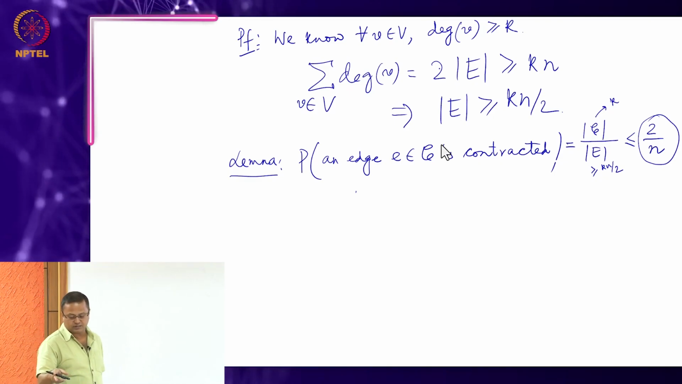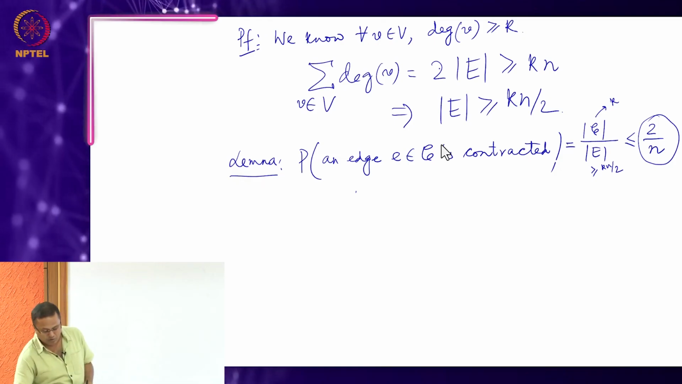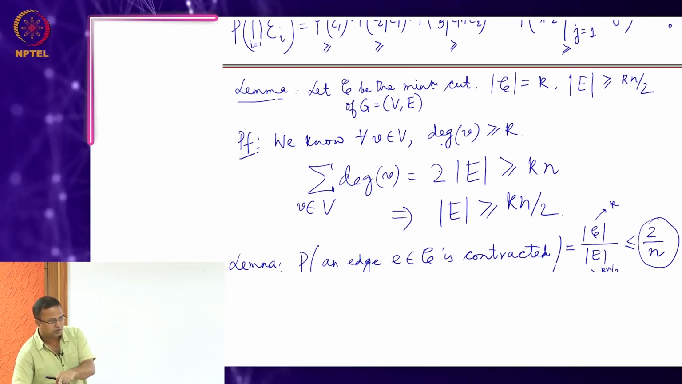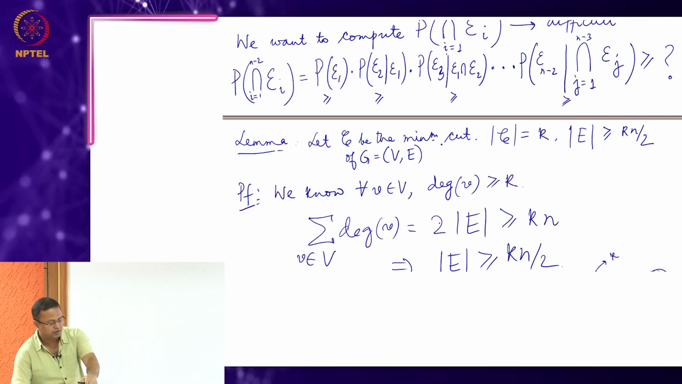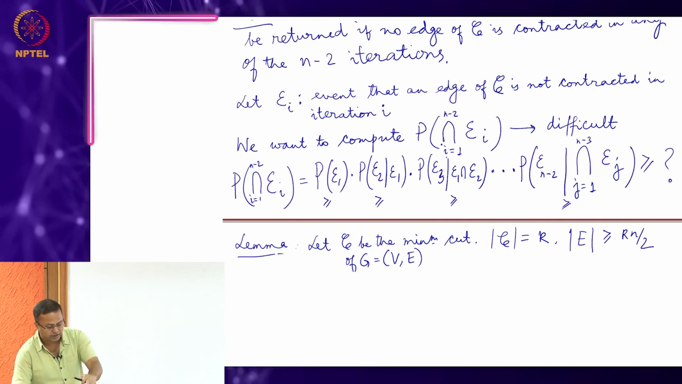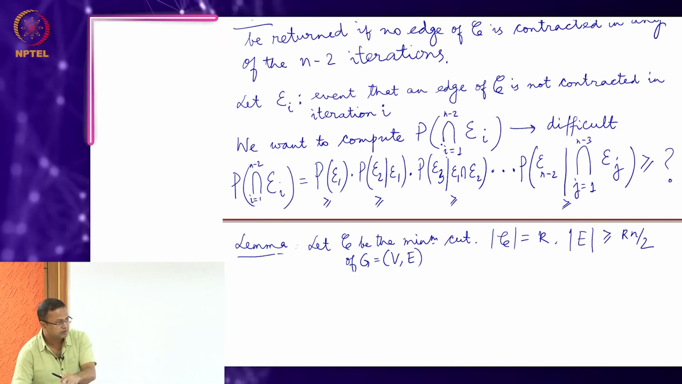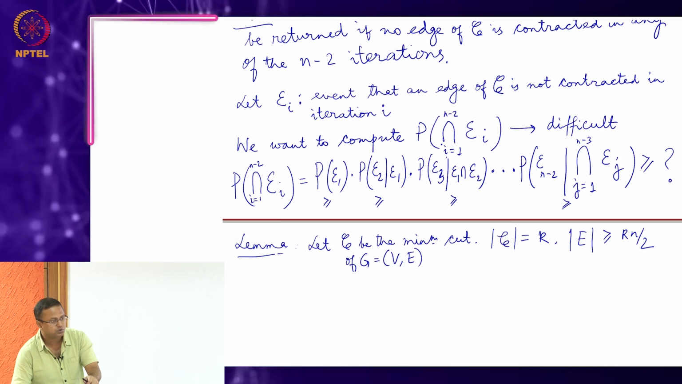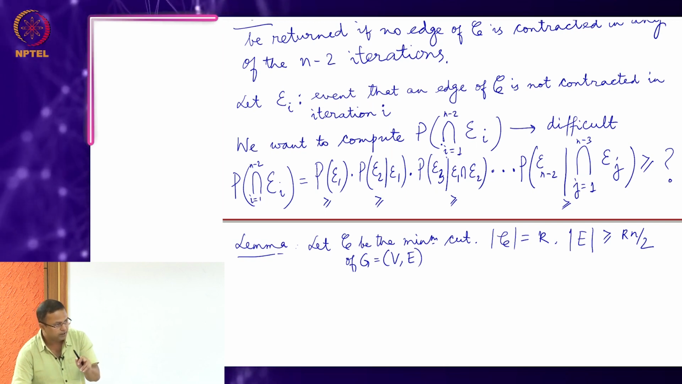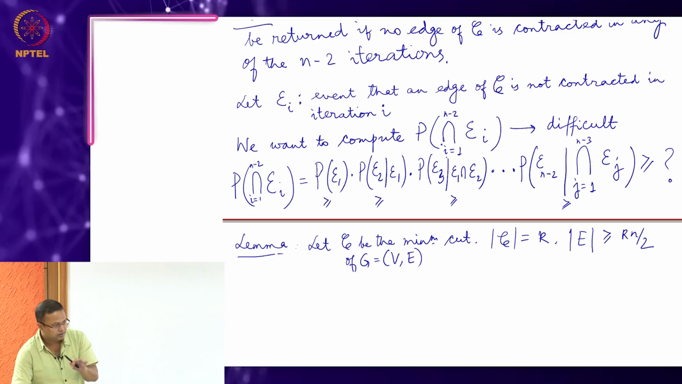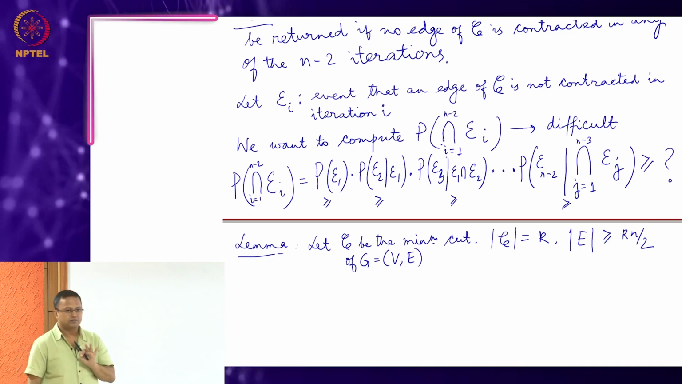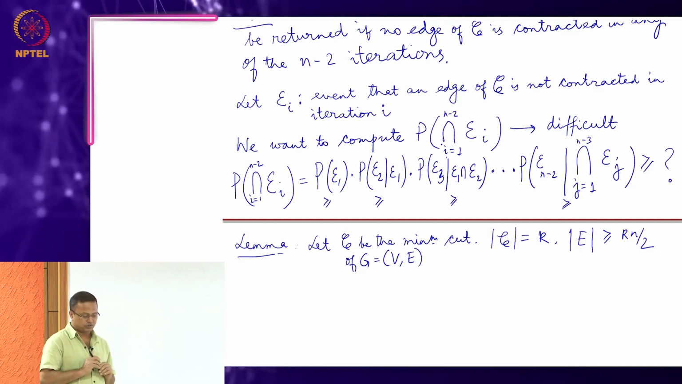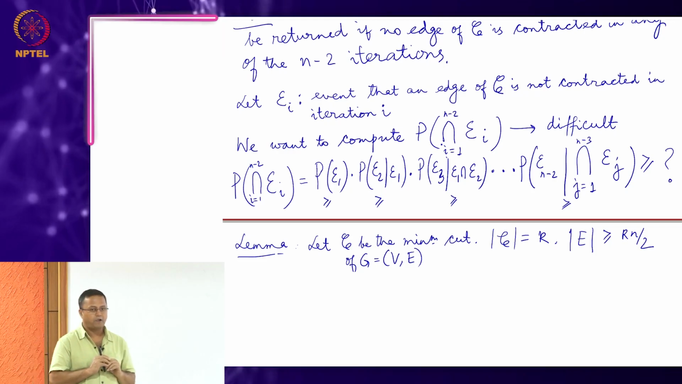So as you know, this is less than or equal to 2 by n. Mind you, here the inequality is on this side, there I need it on the other side, and I had defined E1 as not contracted. So the probability of this E1 would be greater than or equal to 1 minus 2 by n. Do you agree to this? If you have any difficulty in understanding, just pause here a little bit and get it clear.